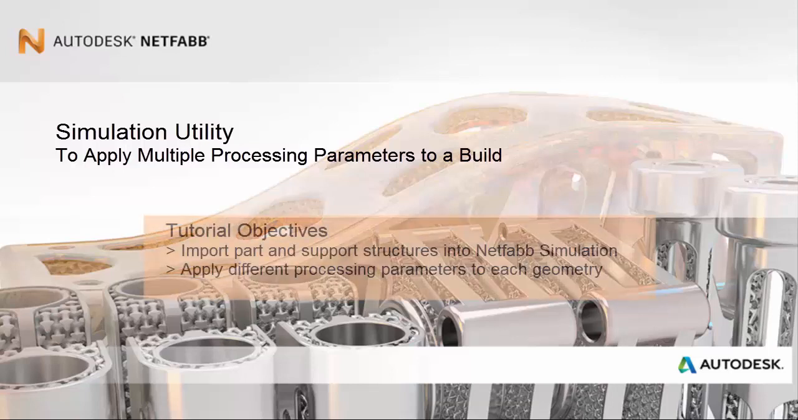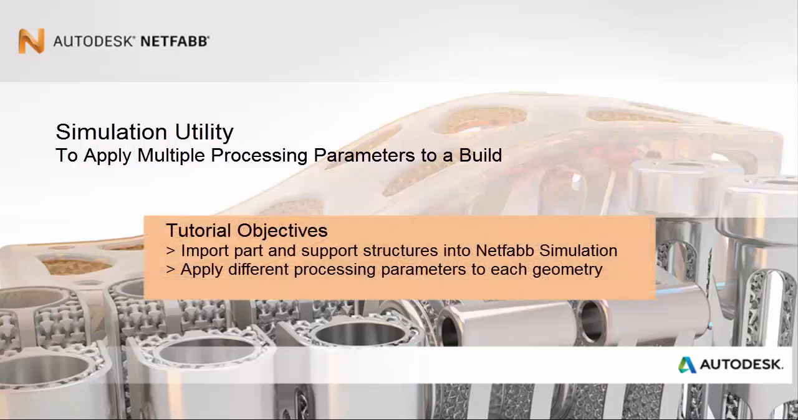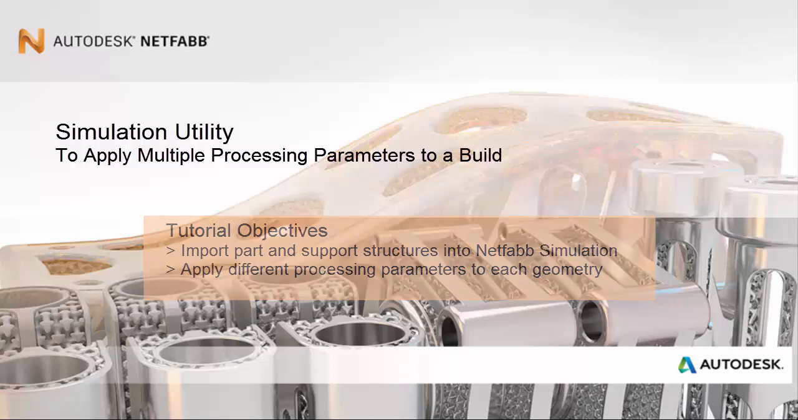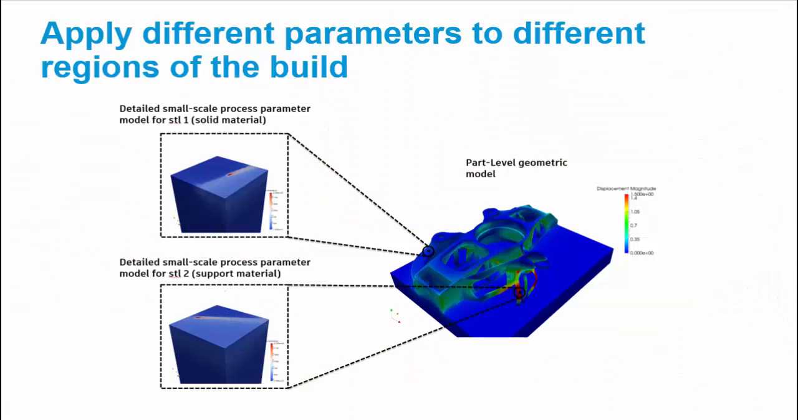The objectives here are to import a part and support structure into Netfabb simulation and to apply different machine parameters to each geometry. In early releases of Netfabb simulation utility, we had to use the same processing parameter file, also known as a PRM file, for all parts and supports in a simulation.